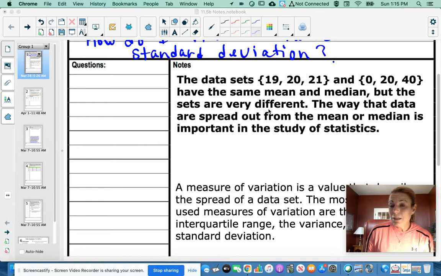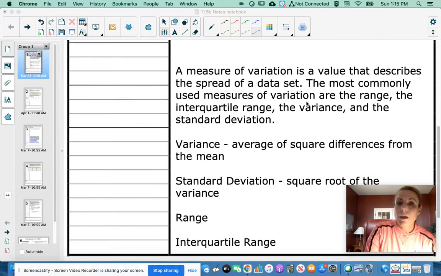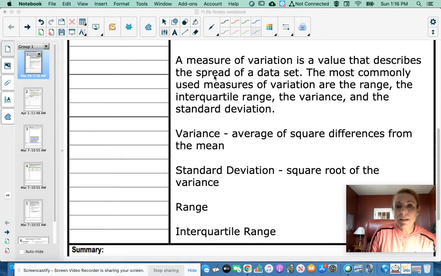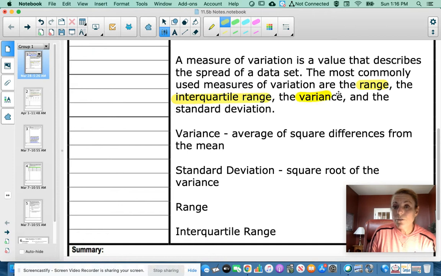But now we're talking about how spread out they are from the mean or median. That's a different story. That would be the variance and standard deviation. A measure of variation is a value that describes the spread of a data set. The most commonly used measures of variation are, and I'm going to highlight these, range, interquartile range, variance, and standard deviation.